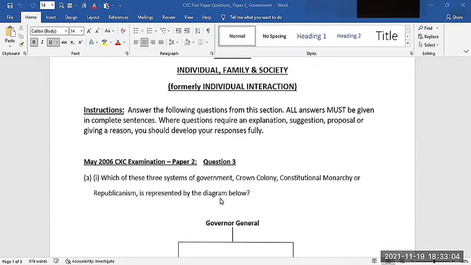Protect your rights. What about the rights? Protect your rights, miss. Well, the Constitution gives citizens the rights that they have. So they are to protect the rights of citizens, yes, protect the rights of citizens, good.